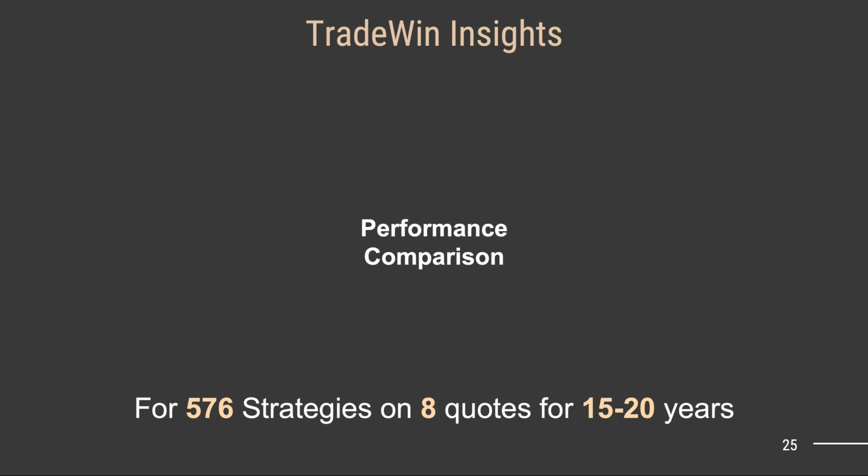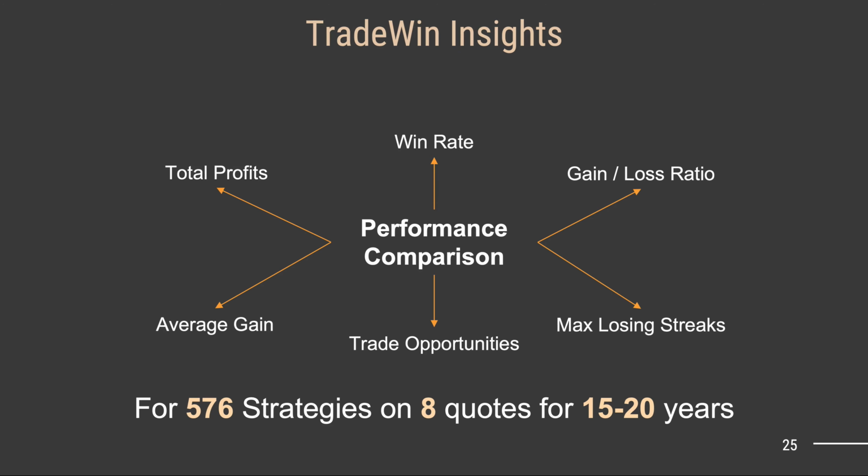What you will get when you purchase this data is again the results for more than 700,000 trades for nearly 600 strategies on 8 quotes from 15 to 20 years. You will get for each strategy the win rate, the gain-loss ratio, the total profits you would have made, the average gain per trade, the frequency of the trade opportunities you will get trading the strategies, and the max losing streak, which will help you to size your positions. These unique insights are given by TradeWin.